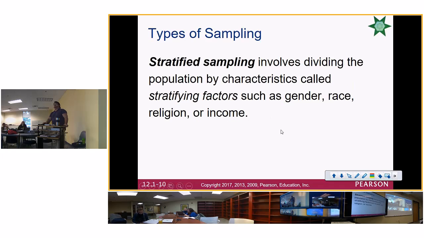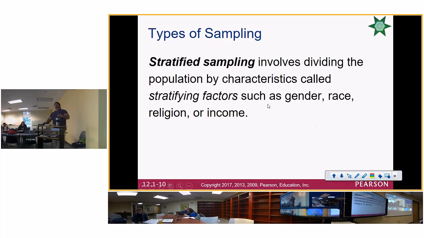Stratified sample involves dividing the population by characteristics. Male, female. Red and yellow, black and white. I always use that because it's a song. And hopefully I don't offend anybody by saying red, yellow, black, and white. Religion. Atheist, Christian, whatever. Income. Poor folks, not poor folks. Okay? Whatever you want to divide them.